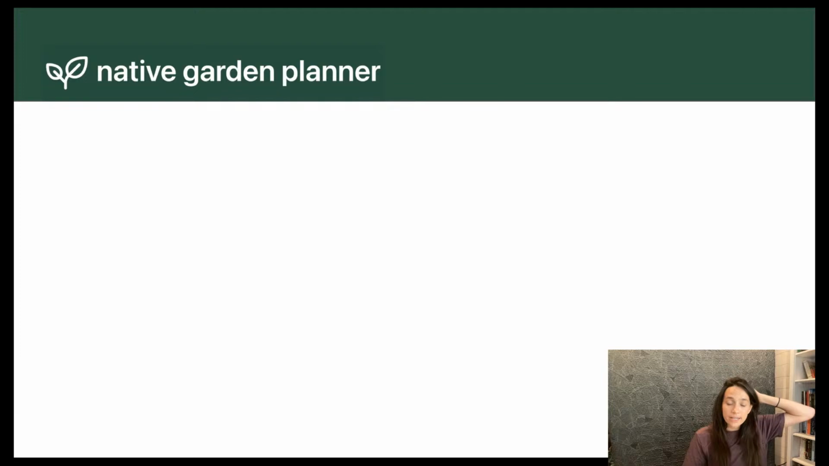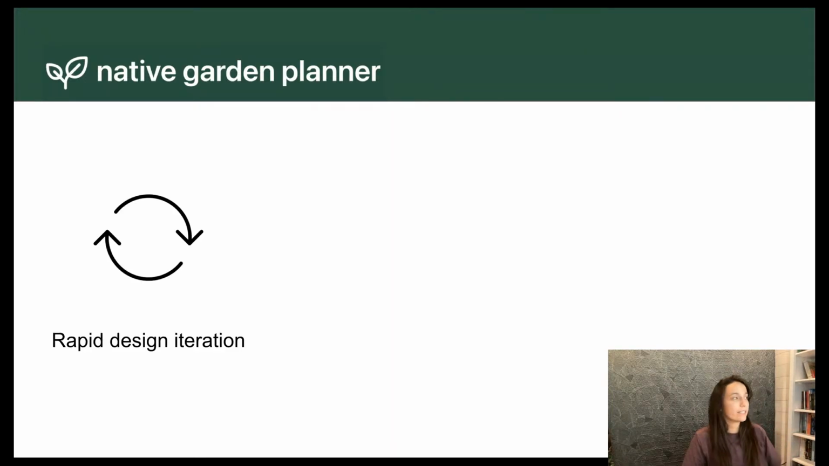So there's a couple things that I think it does really, really well that I want to highlight. The first thing is it's built for rapid design iteration. So you can swap plants in place, you can move things around, you can draw complex polygons to scale, you can fork or copy your design to test out different versions, all to get closer to that idea that you might have in your head of what you want your garden to look like.